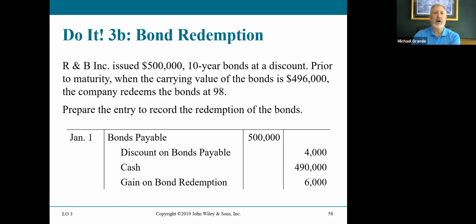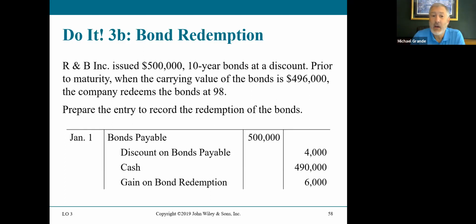Another example, R&B issued $500,000 10-year bonds at a discount. Prior to maturity, when the carrying value of the bonds was $496,000, the company redeems the bonds at 98. 98 of what? 98 of the face value. So again, they're going to remove the bond payable at its face, so you're going to debit the bond payable for $500,000. You know you've got to get rid of the discount on bonds because you know the carrying value of the bonds is $496,000. So 500 minus 4 is 496.